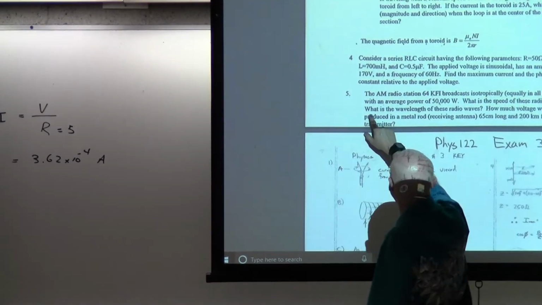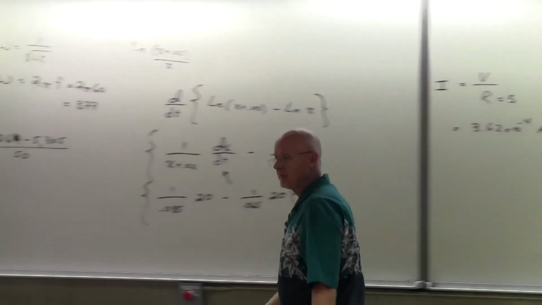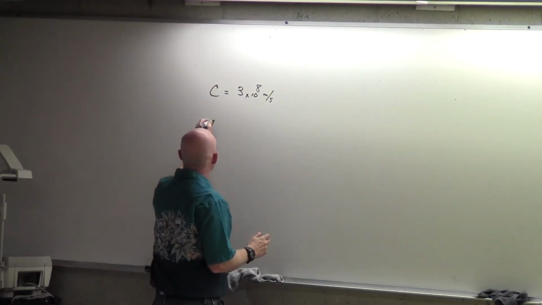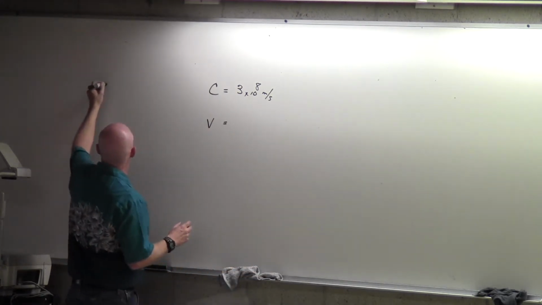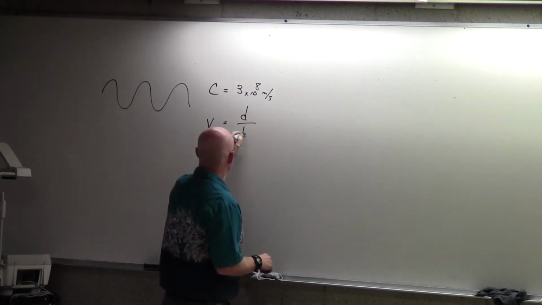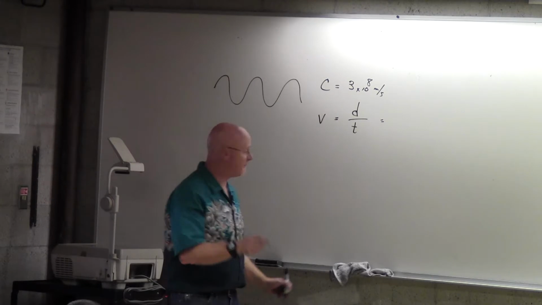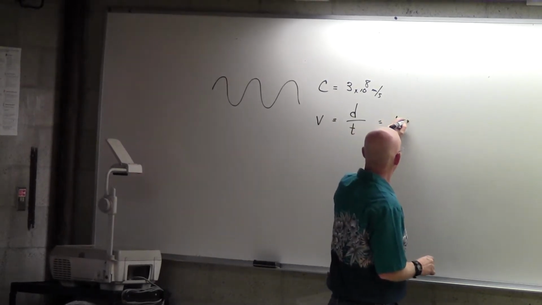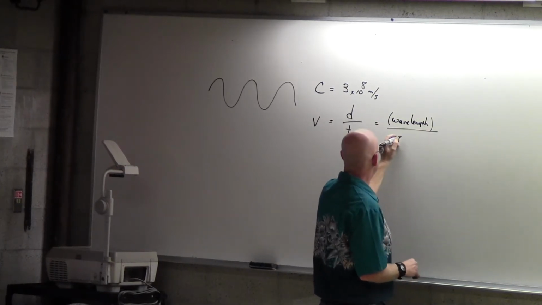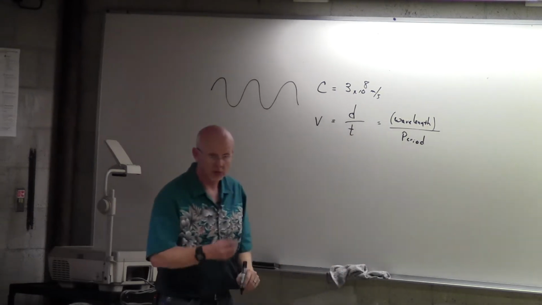Here's one that we're going to talk about. What is the wavelength of these? What we're going to do is draw a picture on Tuesday and say velocity is distance divided by time. If you let these things travel one wavelength, the time it takes would be one cycle, or a period.